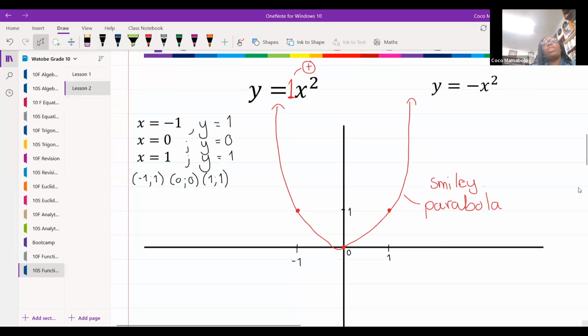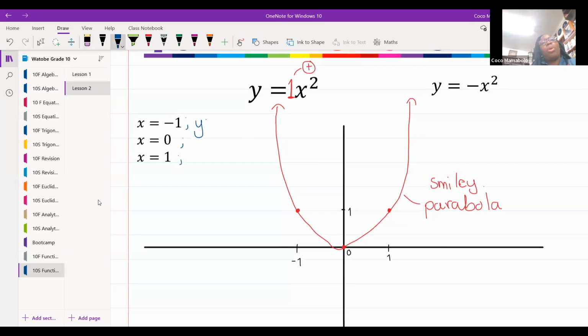Now when we want to look at what the graph for y is equal to negative x squared is going to look like, we're going to use the same 3 points. We're not going to deviate. We're going to use x is equal to negative 1, x is equal to 0, and x is equal to 1, again and again. Now I'm going to ask you guys, if x is equal to negative 1, what will y be equal to? Remember that if I replace x over here, I'm going to get y is equal to negative, open brackets, negative 1 squared. What will y then be equal to?